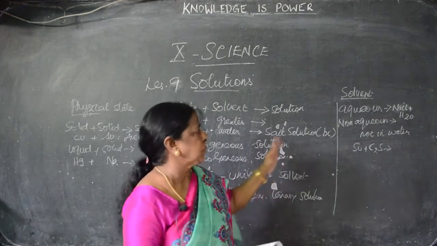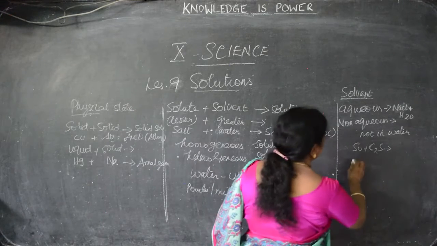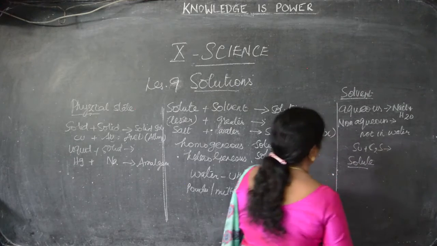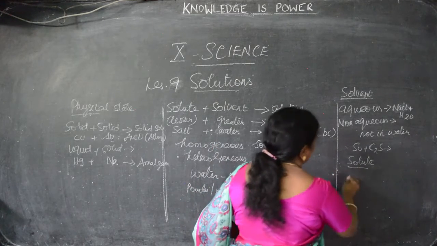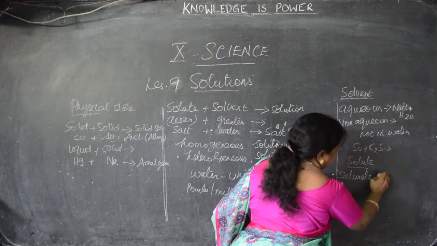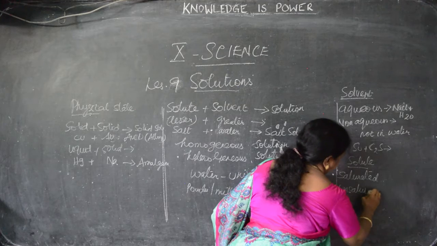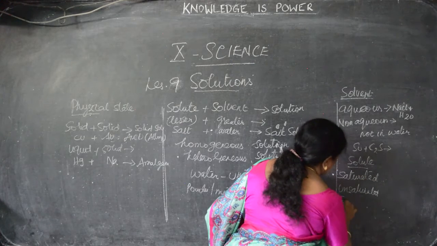Based on the amount of solute, that is how much solute you are adding, based on the amount of solute, we can divide them into saturated, unsaturated, and supersaturated.